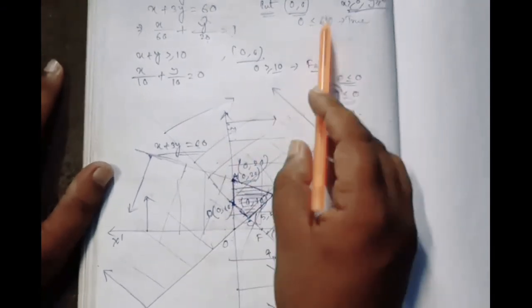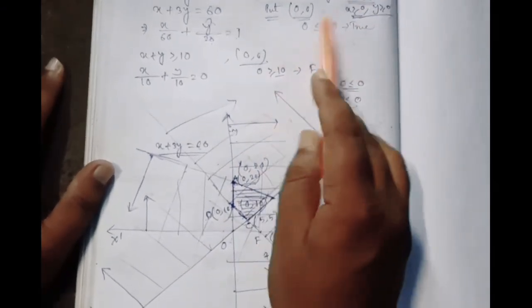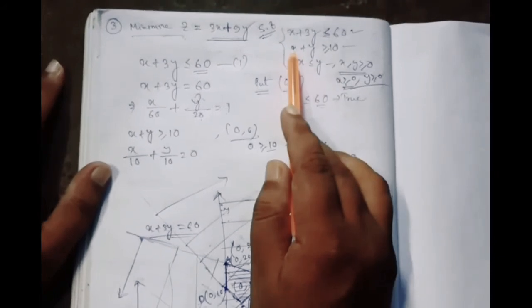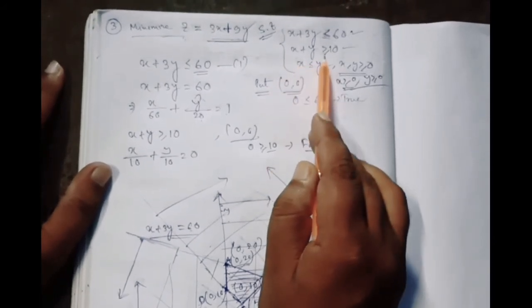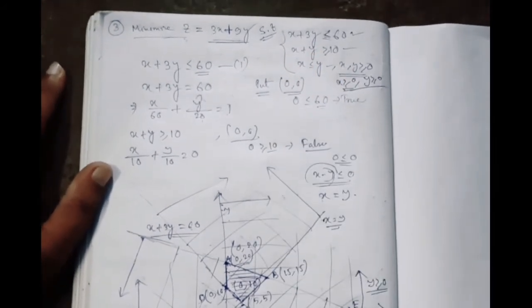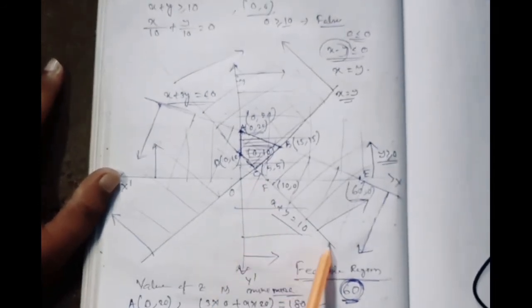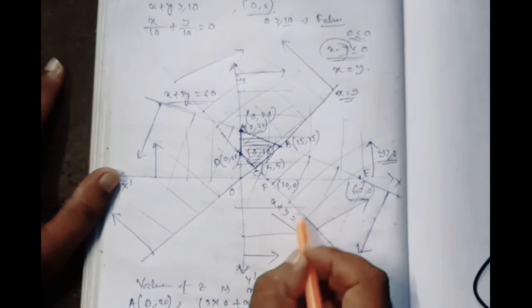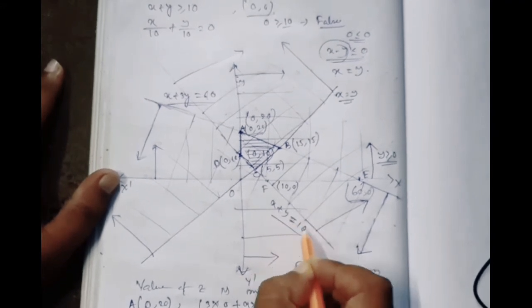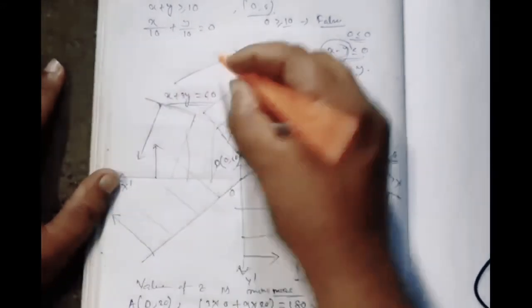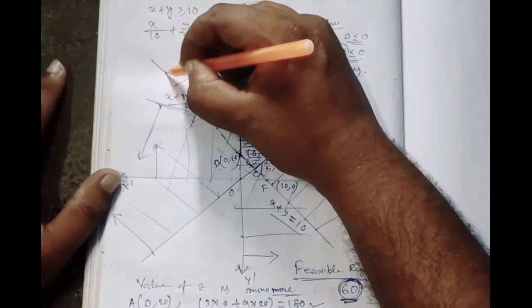Next, another constraint: x plus y greater or equal to 10. So that equation should be x plus y equal to 10, and this is the equation of a straight line.